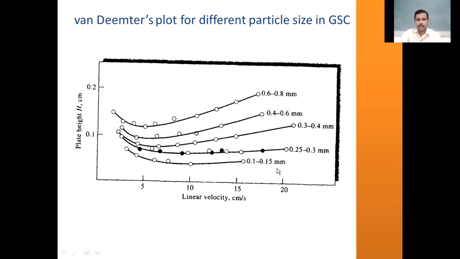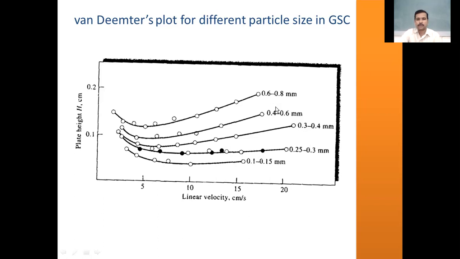So here also, as the stationary phase particle size is more, the plate height keeps on increasing. So acceptable particle size is 0.1 to 0.15 or 0.25 to 0.3 millimeter. There is almost a constant plate height seen here. But between these two cases, 0.1 to 0.15 millimeter stationary phase particles are yielding better results because the height is very low. HETP value is very low. For 0.25 to 0.3 millimeter stationary phase particles, the HETP value is somewhat greater when compared to 0.1 to 0.15 millimeter.